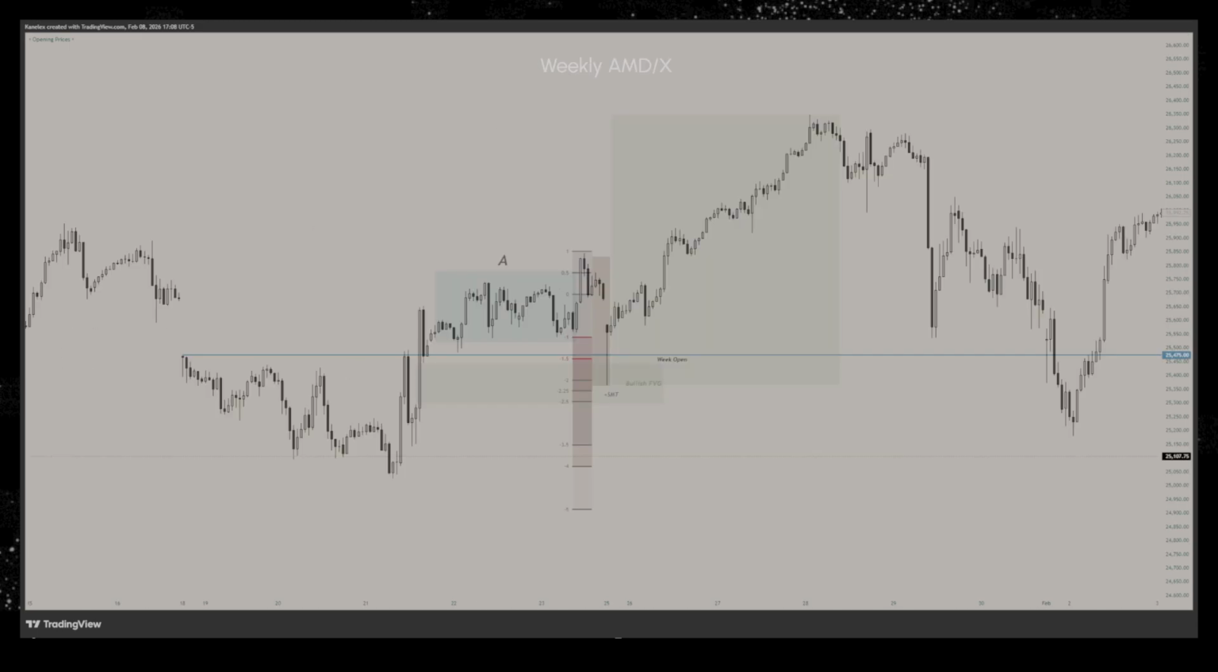This is a weekly AMDX or a Power 3 example here. As you can see, there is an accumulation range, manipulation, and distribution. We marked out our first standard deviation from the highest high to the most recent swing low that received a market structure shift or change of character. Price tapped into the bullish fair value gap with SMT and tapped the -2 to -2.5 first expansion zone and started distributing.